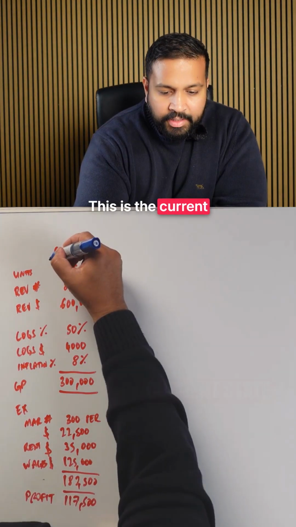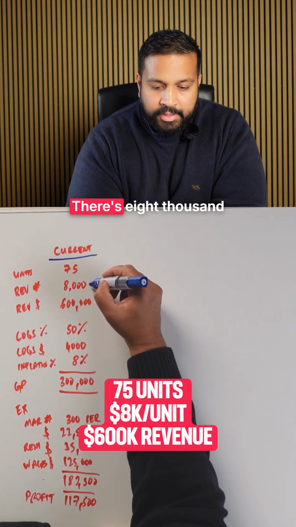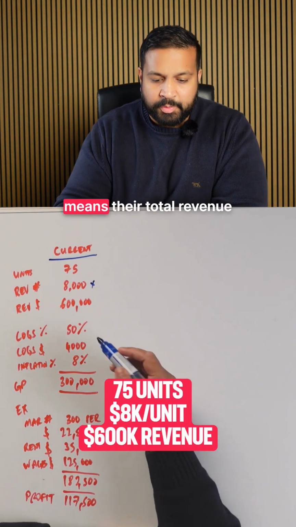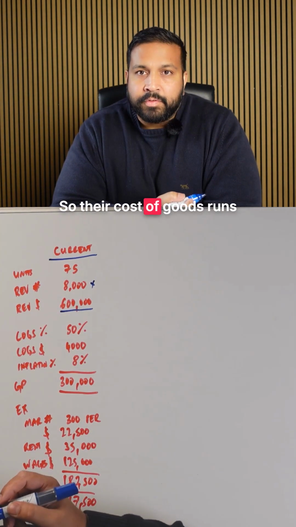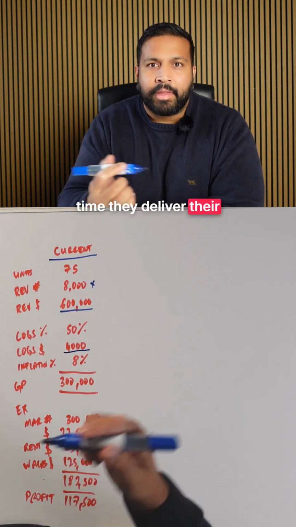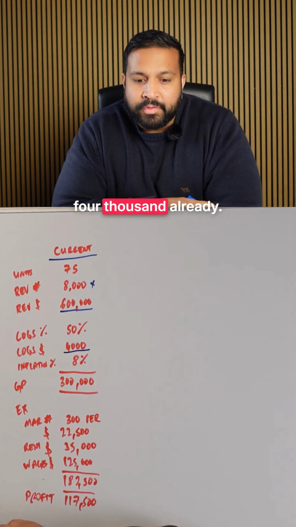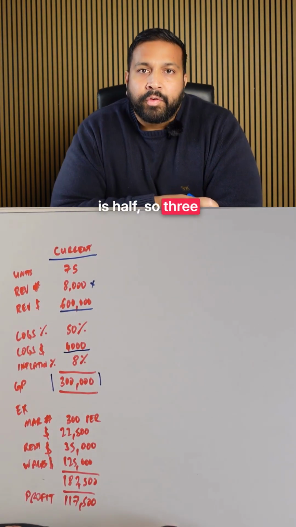So let's start. This is the current unit economics of the business owner. They do about 75 sales a year. There's $8,000 per sale, which means their total revenue is $600,000. They have a cost of goods. So their cost of goods runs at 50% margin, means that every time they deliver that $8,000 product, they've spent $4,000 already. And down the bottom, which means our gross profit is half, so $300,000 a year.